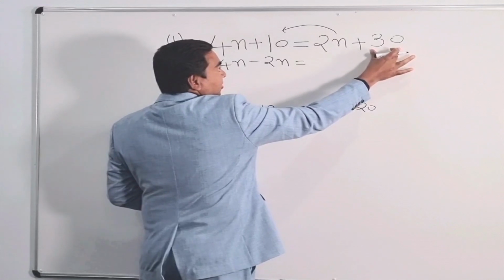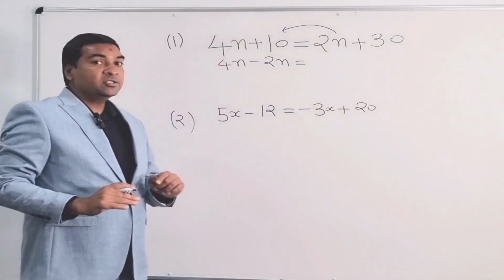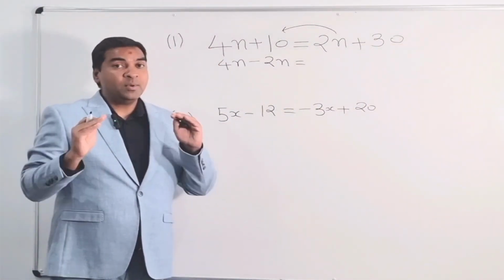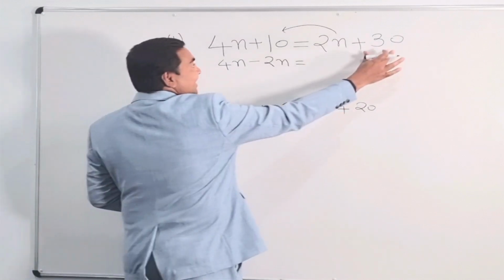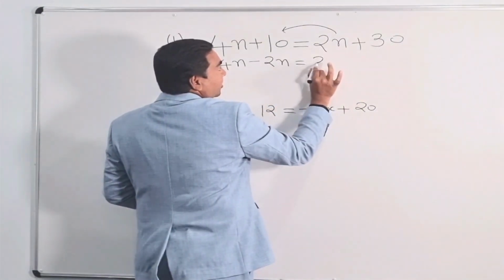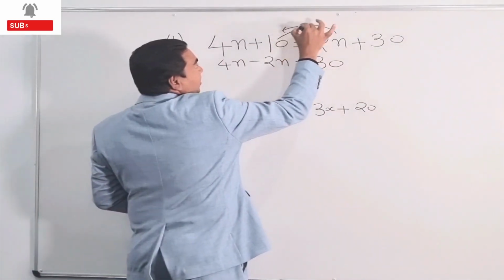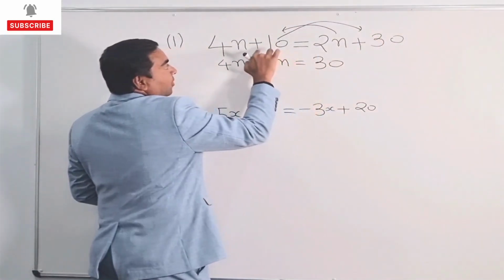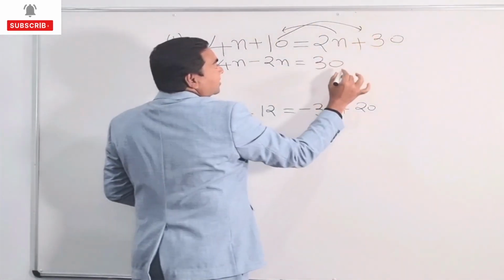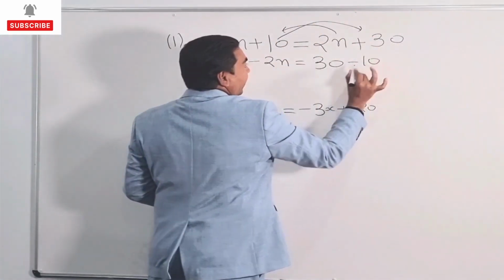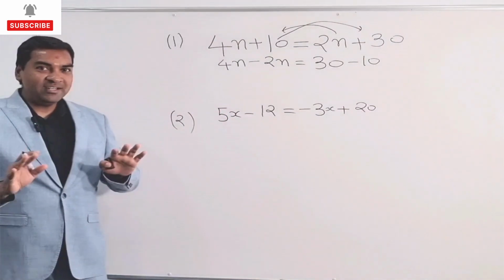Now on the right hand side, 30 is there. 30 is not going anywhere, so you have got to be very careful. You don't do anything with 30. So I'll just put down 30 as it is. And now this number 10 will be going to the right hand side. Plus 10 going to the right hand side will become minus 10. I think it's quite easy to follow, yeah?